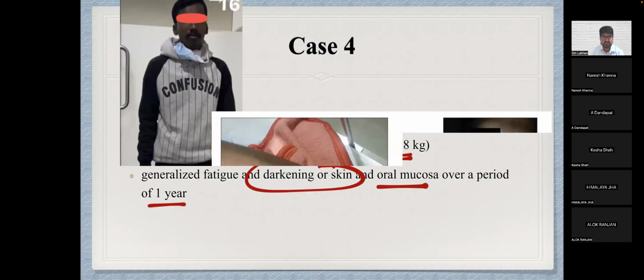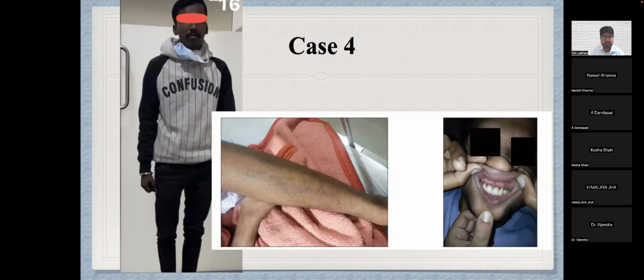So this is the patient. You can typically see the darkening of skin here. You can see some skin creases. You have to look at the underside of the lips. You can see a little bit of darkening here.